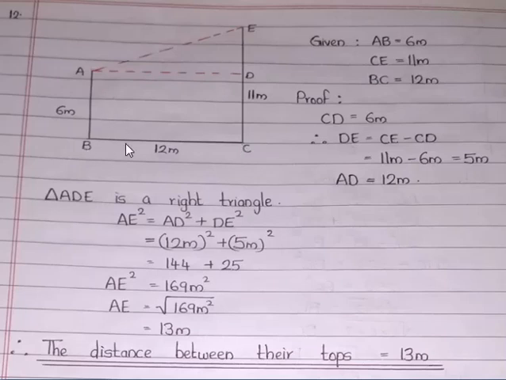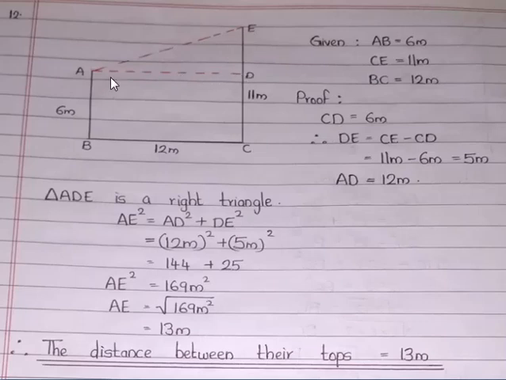So comparing this, the distance between the buildings is 12 meter, the shorter building is 6 meter height and the taller building is 11 meter height. So according to the figure, I have written whatever is given in the question. AB is 6 meter. CE, this total length is 11 meter. So you can easily find what is DE because this is 6 and the total length is 11. So you can calculate this as 5 meter. That is 11 minus 6.